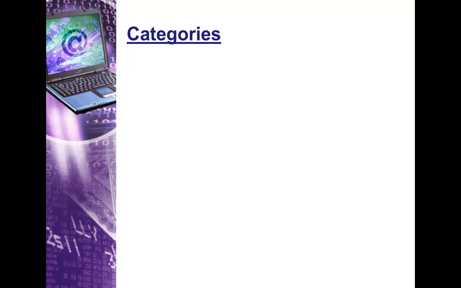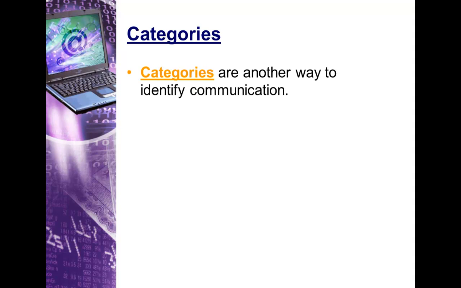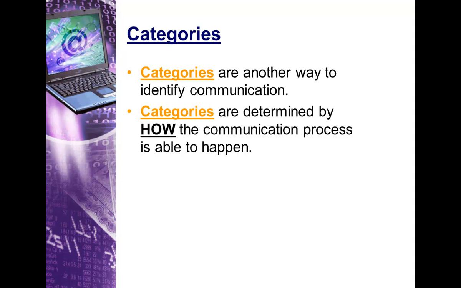The next thing we want to talk about are categories, and the way that communication can be divided up into categories. So methods is what is communicating with what, and categories are another way, and it addresses how that communication is happening. So once again, to repeat, methods is what is communicating with what. Categories would be how this is happening.